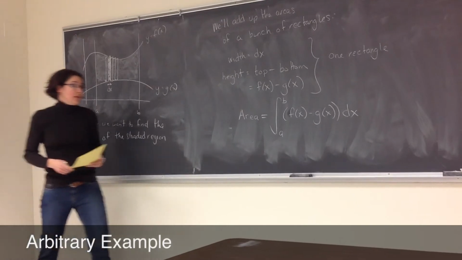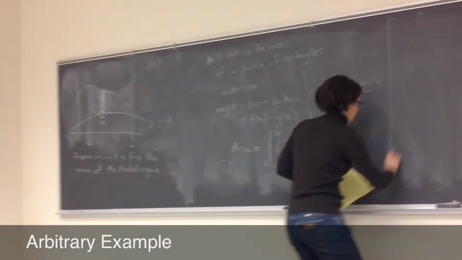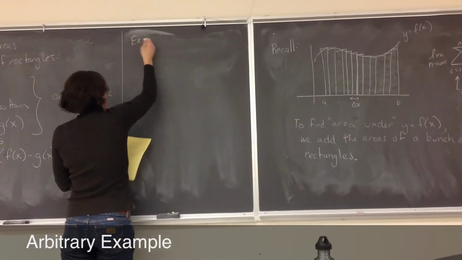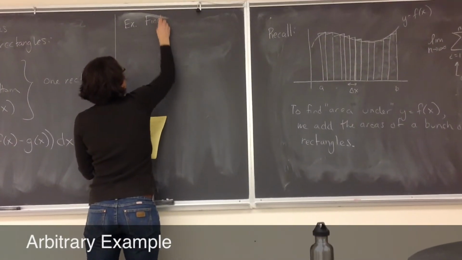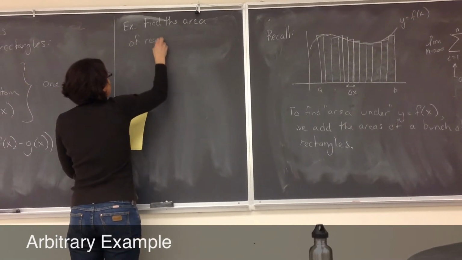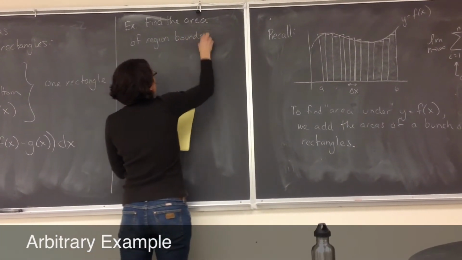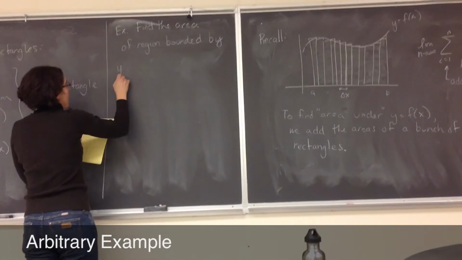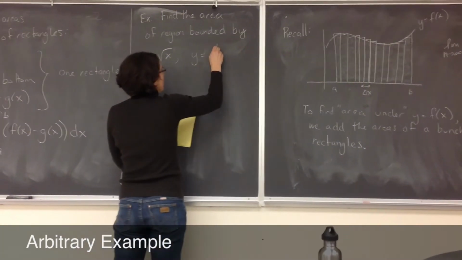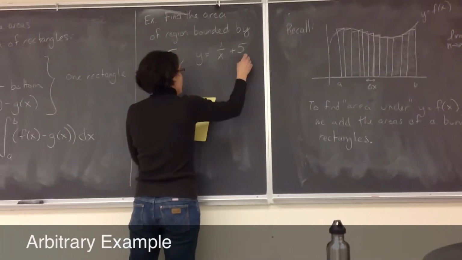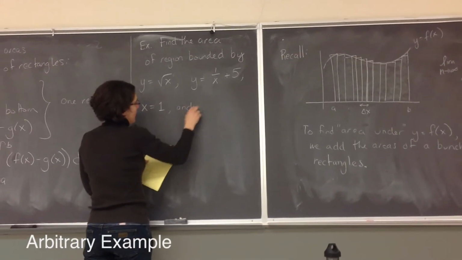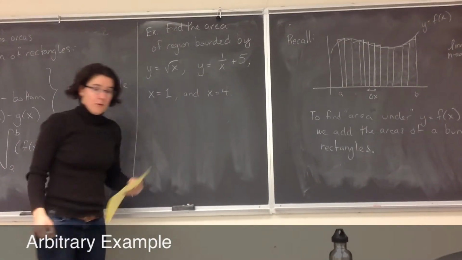Alright, so let's take a look at a real example. Alright, so we are going to find the area of the region bounded by y equals the square root of x, y equals 1 over x plus 5, x is equal to 1, and x is equal to 4.